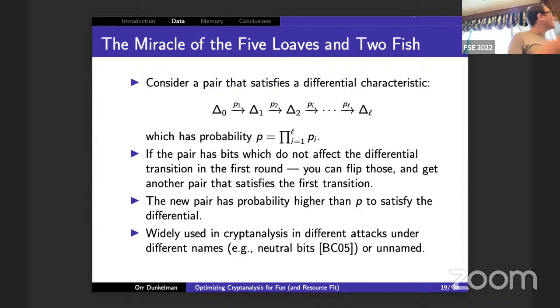Sometimes people call it neutral bits, like in Biham and Chen in 2005, and there are many names. The thing is that we as a community, and please don't take it the wrong way, because I'm also doing this, keep on inventing new names for exactly the same thing. So finding all the techniques and attacks that use this is very hard, because it's sometimes hidden in, say, step two of the attack: given a right pair, do the following.